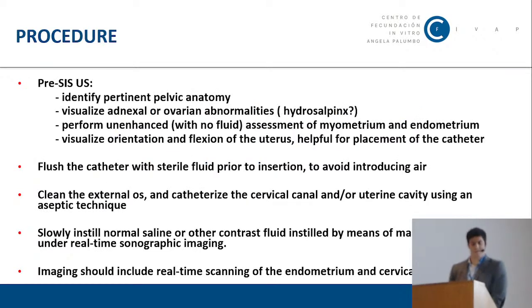First, we must make a pre-SIS ultrasound, identify pertinent pelvic anatomy, visualize adnexal or ovarian abnormalities, perform an enhanced assessment of myometrium and endometrium, and visualize orientation and flexion of the uterus, helpful for placement of the catheter. Flush the catheter with sterile fluid prior to insertion to avoid introducing air. Clean the external os and catheterize the cervical canal and/or uterine cavity using aseptic technique. Slowly instill normal saline or other sterile fluid by means of manual injection under real-time sonographic imaging. Imaging should include real-time scanning of the endometrium and cervical canal.